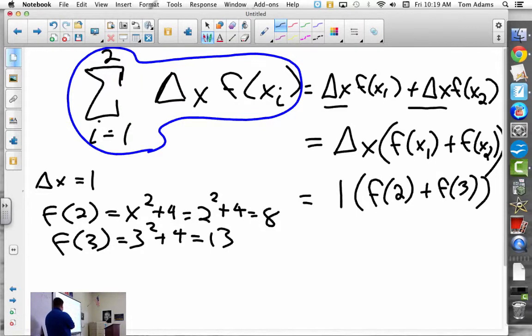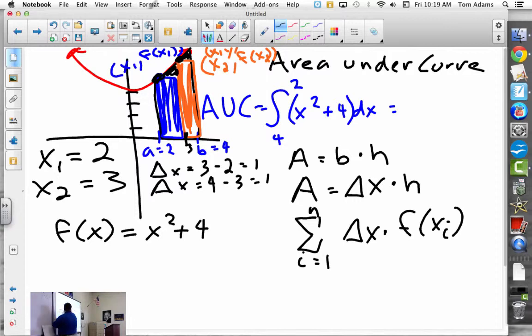Why is it 2 and 3? Because this is 2 and this is 3, based on how we drew our graph and where we wanted the rectangles to be. The y is 2 and 3? No, the x values are 2 and 3, and we're getting the y value by plugging it into the equation.